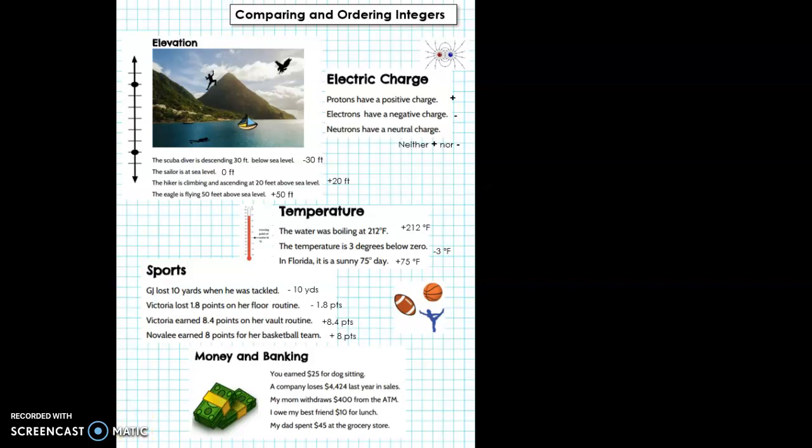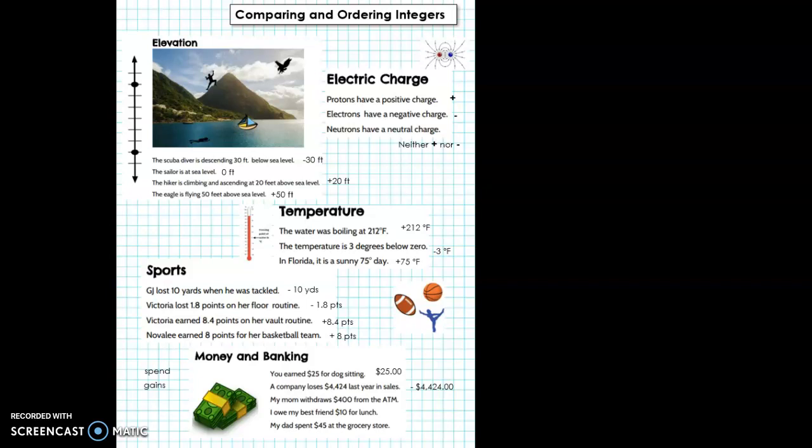We also use integers when we're dealing with money and banking. When you earn money, like earning $25 for dog sitting, that means you're getting more money, so it is a positive $25. The opposite of earning money is spending money. And when you spend money, that becomes a negative dollar amount. A company loses 4,424 dollars last year. That is a very large negative number. But when they gain money, it is a positive number.